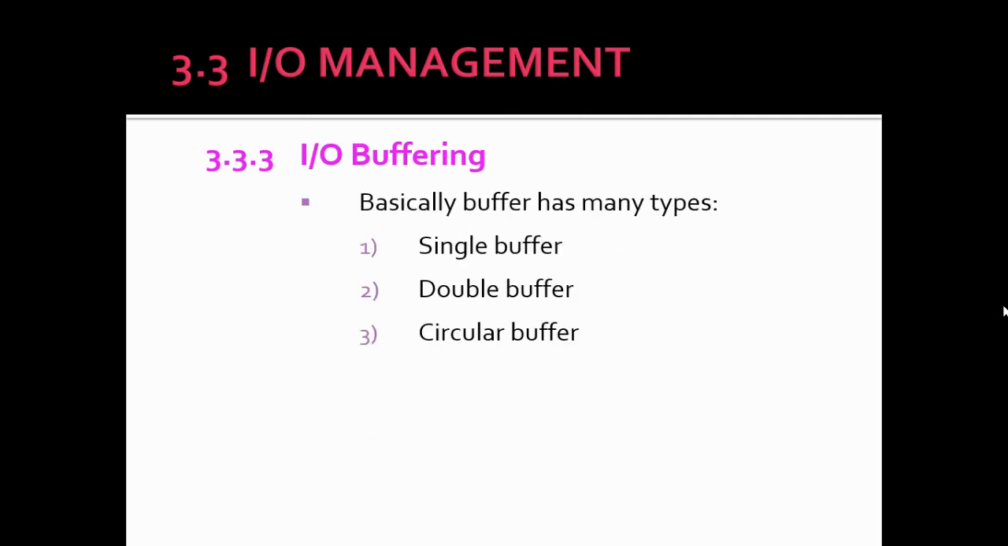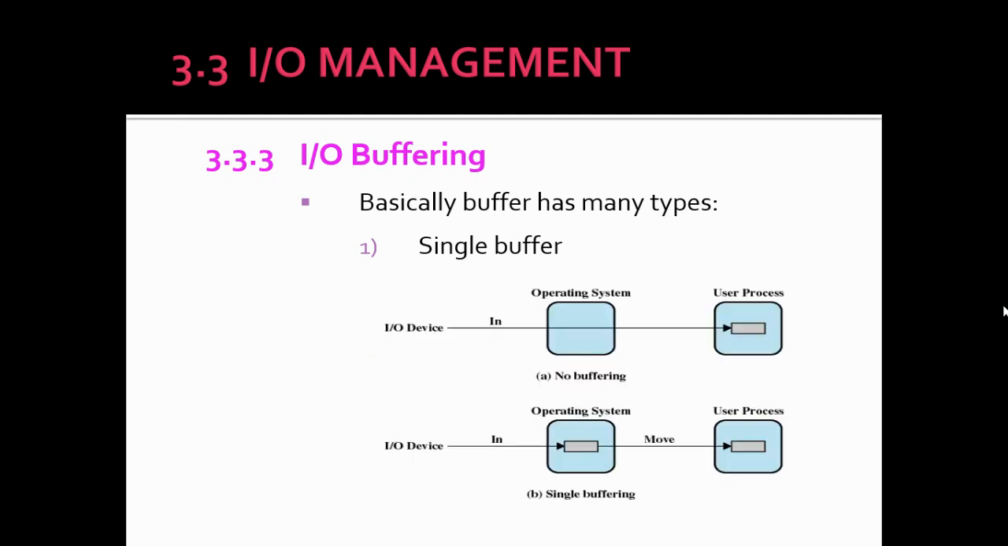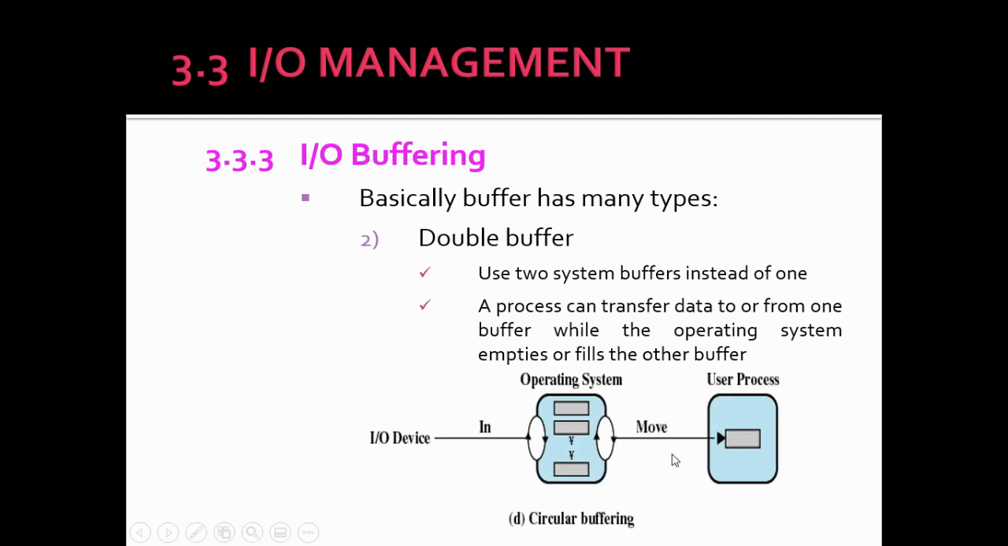And then you can have a few types of buffer: single, double, or circular. So this is a single buffer. Input output device in the operating system: with no buffer, it goes directly into the process. Or you can have it as a single buffer. It goes in, and the operating system's job is to keep the data there. Once the data is full inside the buffer, it moves on to the user process.